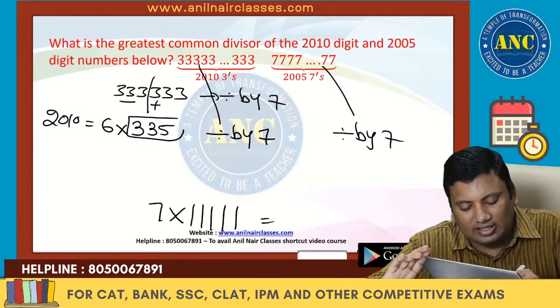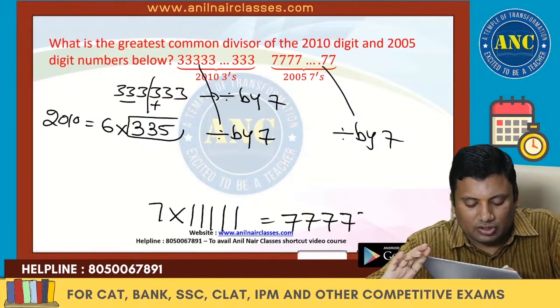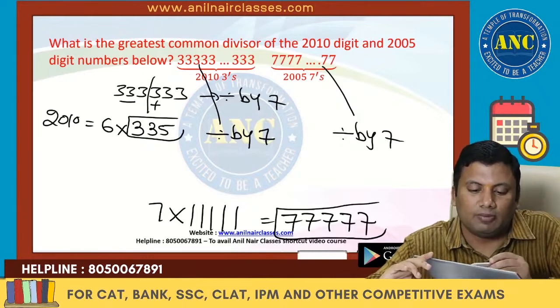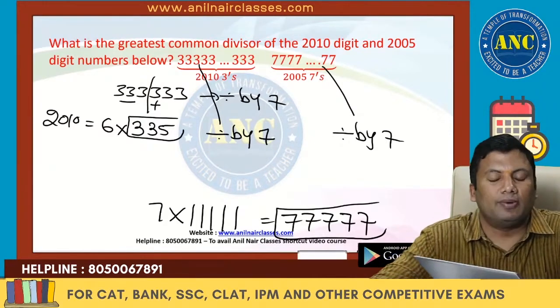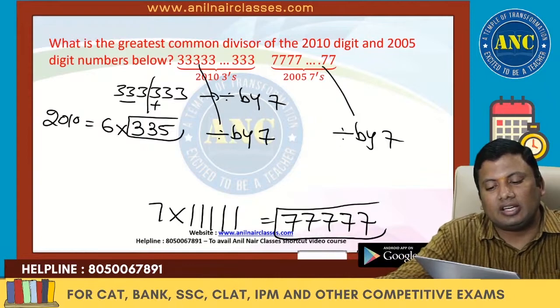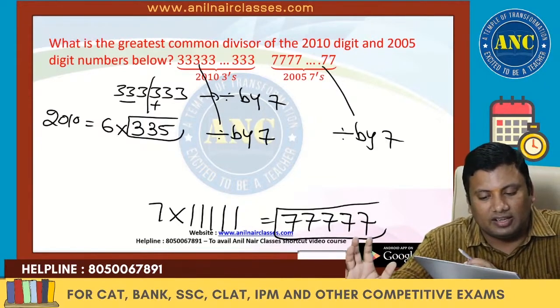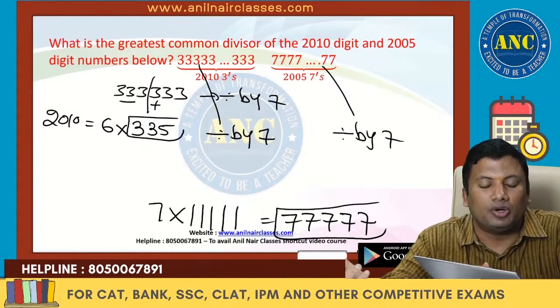Another common factor which we got is 5 ones. So the answer for this question is nothing but 5 sevens. This is divisible by 7 because any single non-zero digit in groups of 6 is always divisible by 7. Sir, can't I do it for 3?